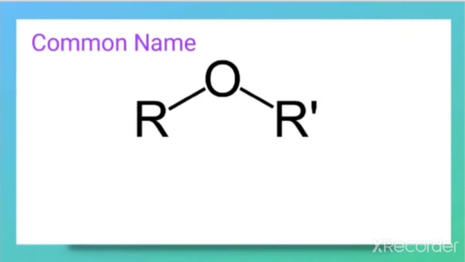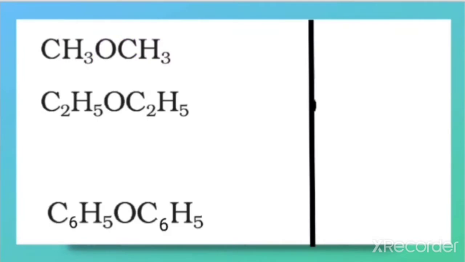Let us discuss some examples. Let us discuss these three examples, their common names. Here, when you look at the structure, both the alkyl groups are the same, and the alkyl group here is a methyl group. So its name is dimethyl ether. Look at the second structure. This is also symmetrical and both the alkyl groups are the same, that is an ethyl group. So we name this one diethyl ether.